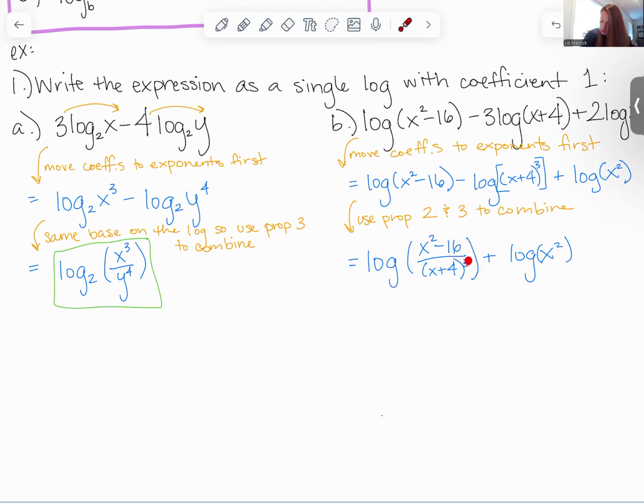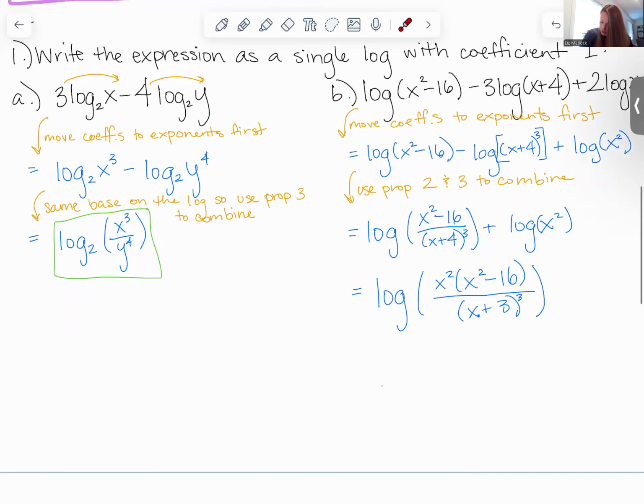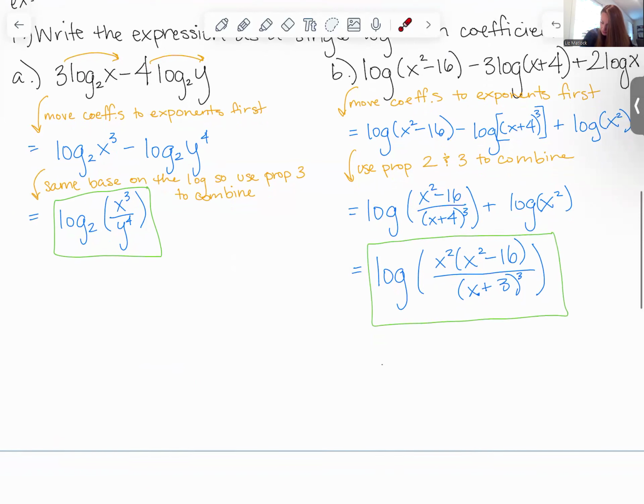So I really just used property 3 here. Now I'm going to use property 2. And then at the same time, I made sure I had parentheses here because this x squared is multiplied by the entire numerator here. And then that's my answer.